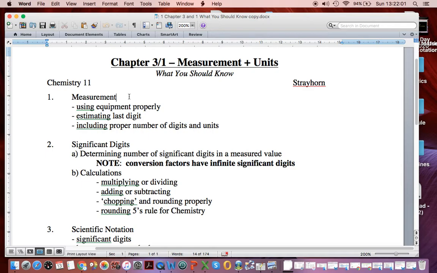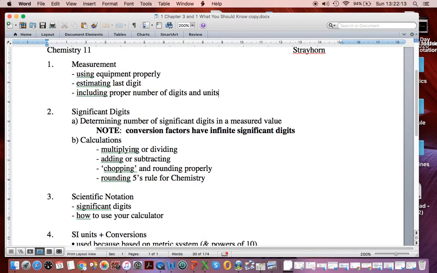When you do a measurement, the last digit is always an estimate, and it's based on the equipment you're using. When you report a measurement, you should have the right number of significant digits and units. You should be able to now look at measurements, number 2, and know how many significant digits they have. You should also know if we're dealing with a conversion factor. For example, 3600 seconds per hour has infinite sig figs, because by definition, there's 3600 seconds in an hour. 1,000 grams in a kilogram, that has infinite significant digits.